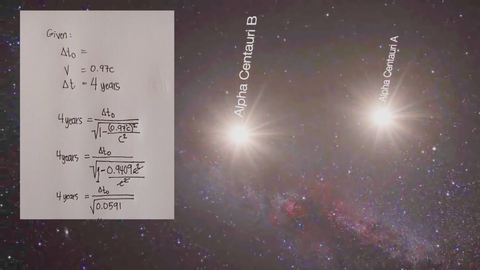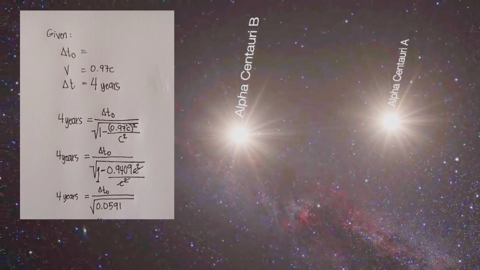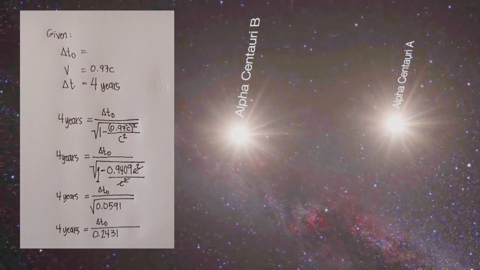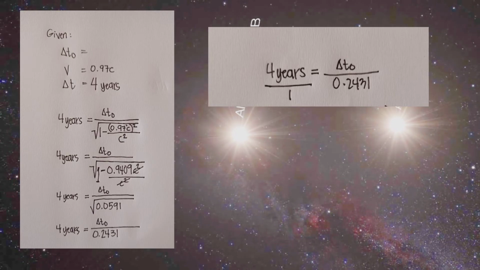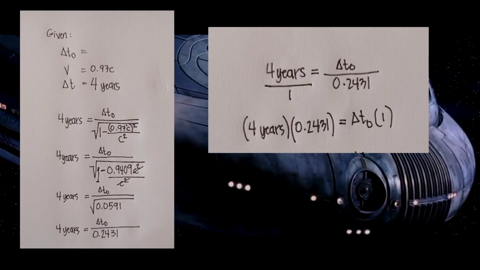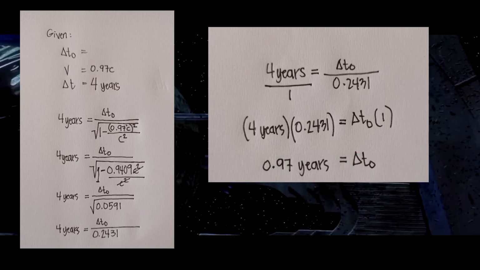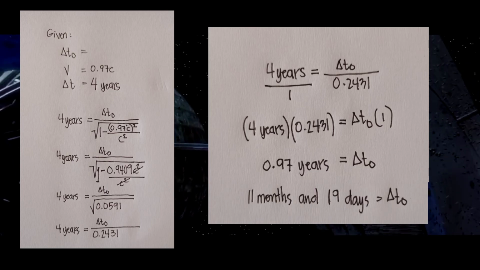1 minus 0.9409 is equal to 0.0591. Therefore, the square root of 0.0591 is equal to 0.2431. Now, let's cross multiply. 4 years multiplied by 0.2431 is equal to the proper time interval multiplied by 1. 4 years times 0.2431 is equal to 0.97 years, or approximately 11 months and 19 days.